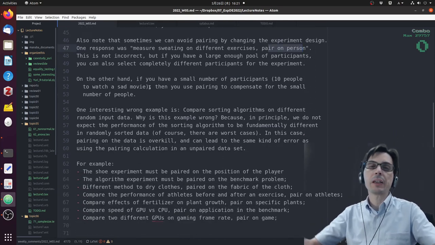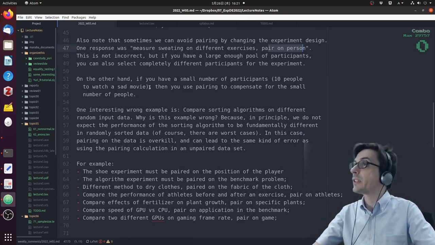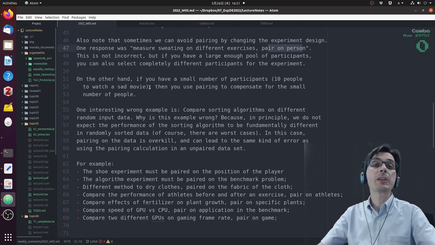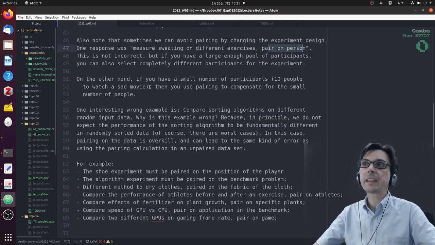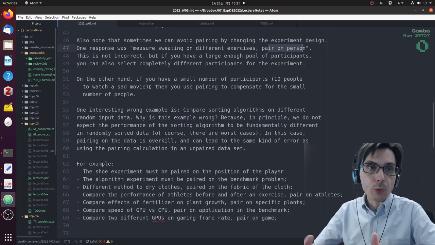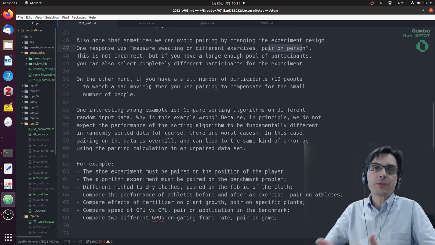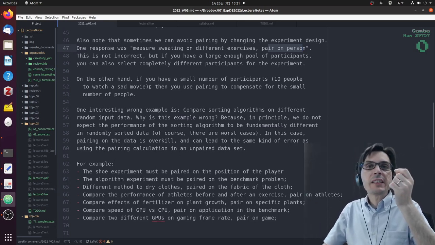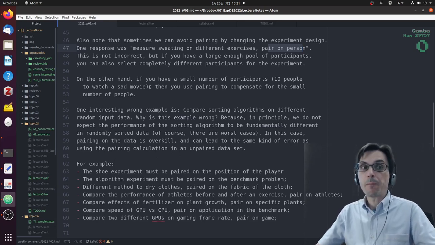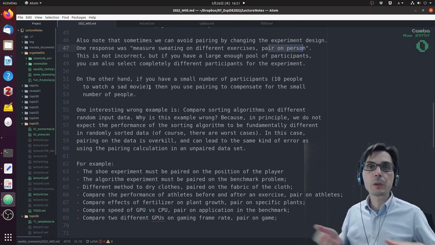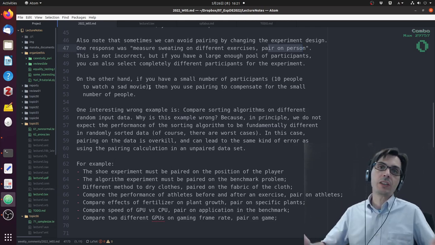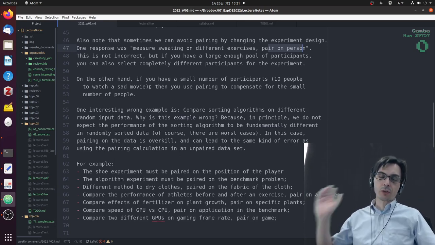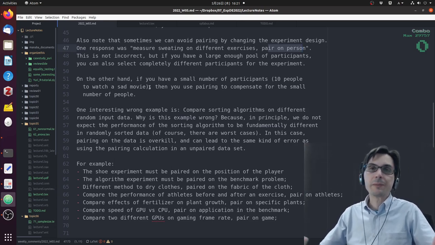One wrong example that I found really interesting was compare sorting algorithms on different random input data. And last year, I actually had a similar answer to this question. Why is this example wrong? Well, in principle, the exact order of the data has an influence on the time of the algorithm. But the ordering of the data is an influence that is actually not that big. At least when we are designing a sorting algorithm, we want to design an algorithm that is robust to changing orders. So if the algorithm takes too long to sort one kind of data, but too little to sort another, then it's not a very good general algorithm, is it?